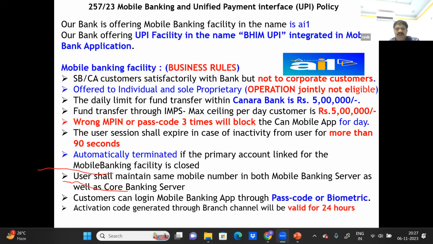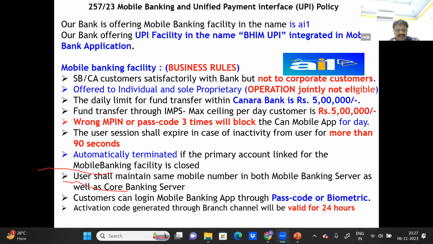Limits, very important. Now the per-day limit of fund transfer within Canara Bank or IMPS is 5 lakhs. If IMPS is 5 lakhs, then within Canara Bank it cannot be lower. So both should be 5 lakhs. IMPS is 5 lakhs means it should be more than that in Canara Bank. It cannot be less. So both are 5 lakhs. Remember that. 5 lakhs, 5 lakhs. Anyway, if you are doing it, you know it.